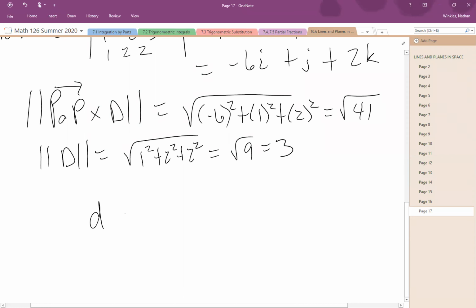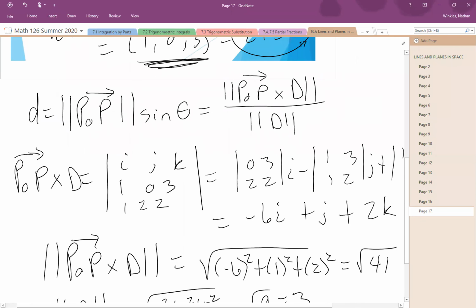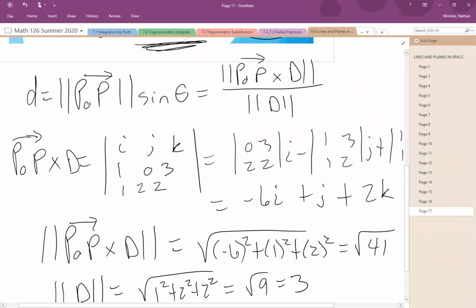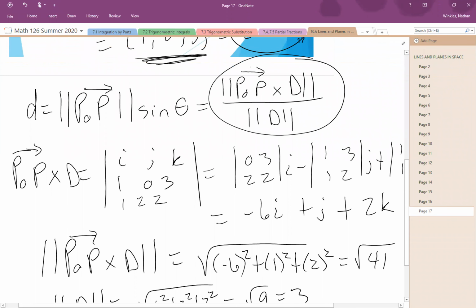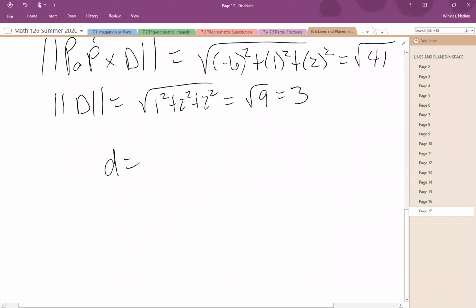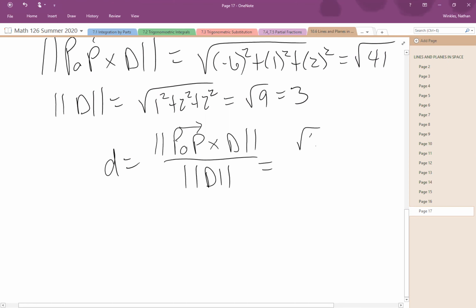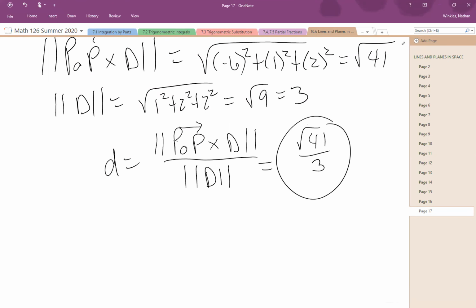So therefore, D equals the magnitude of P0P crossed with d over the magnitude of d, which is the square root of 41 over 3. A lot of this is just trying to figure out what we have going on and what we are looking for. Sometimes it is a little bit long, but it's nothing that we can't accomplish.